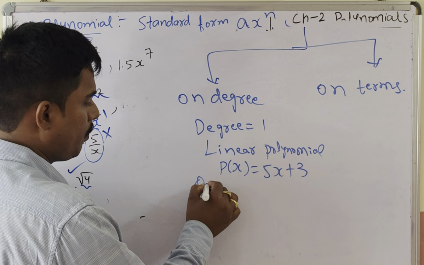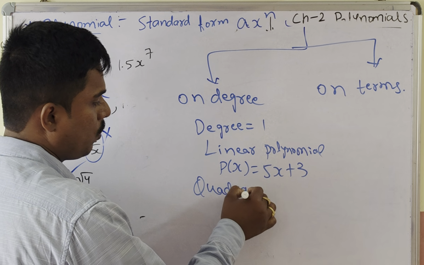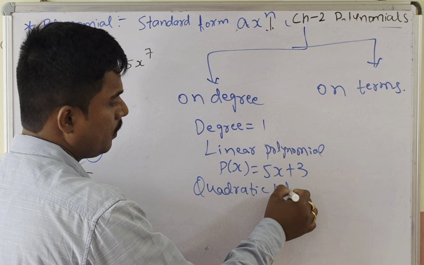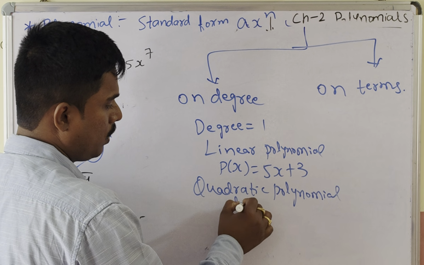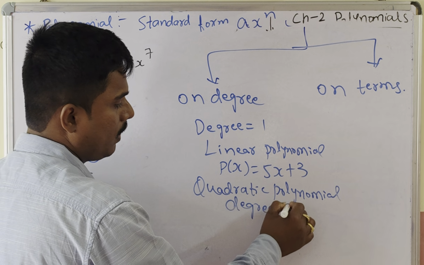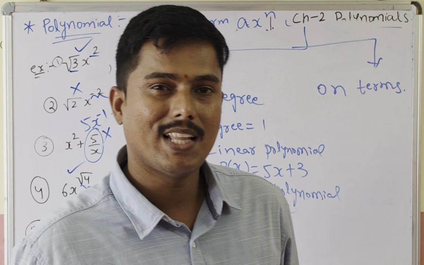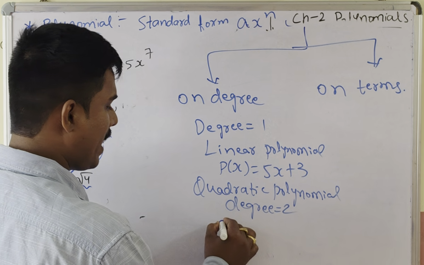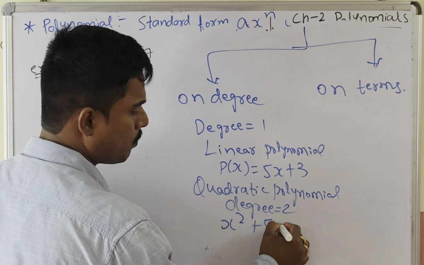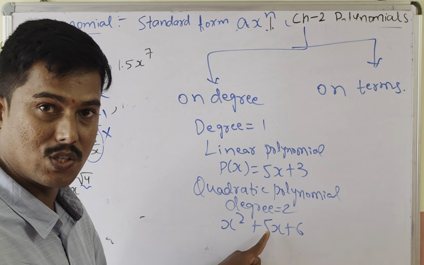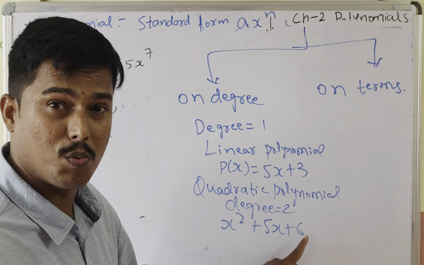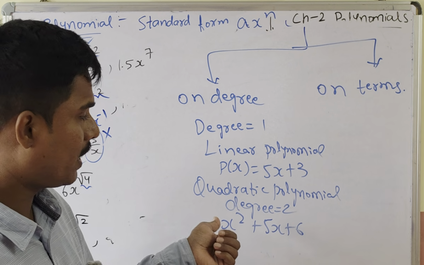Next, quadratic polynomial. What is a quadratic polynomial? Degree 2. Degree means the highest power. Any example? Let us say x square plus 5x plus 6. The power of this x is 2, the power of this x is 1, and where x is not there, the power is 0. Which is the highest power? 2. So the degree is 2.